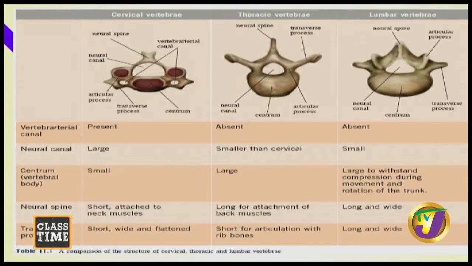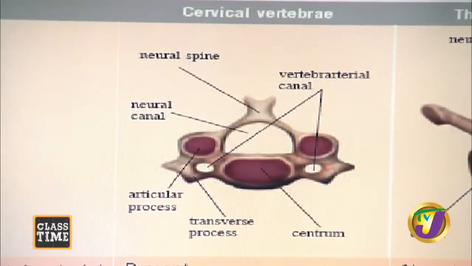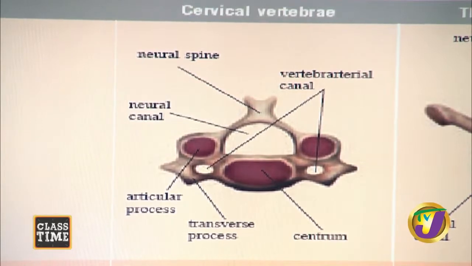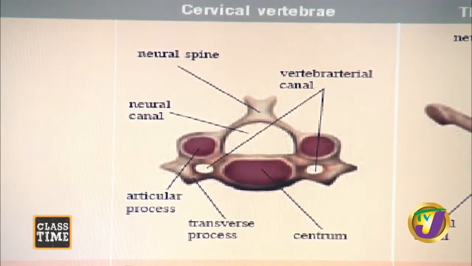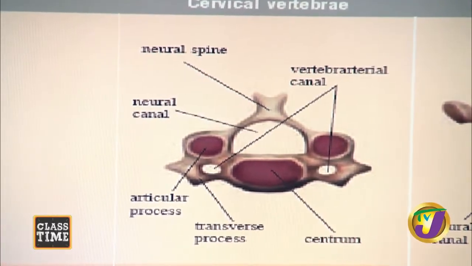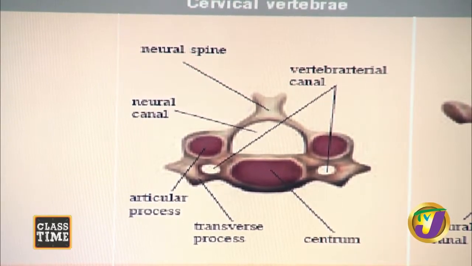Now, I just said they all have the same basic structure. They all have a neural spine, a neural canal, a centrum, and transverse processes. It's just that the size and the appearance may look a little bit different, but the same basic structures apply for all vertebrae.